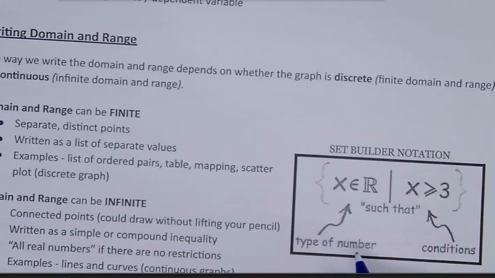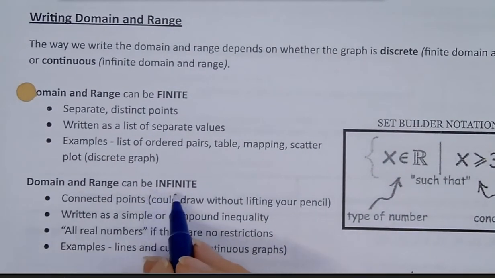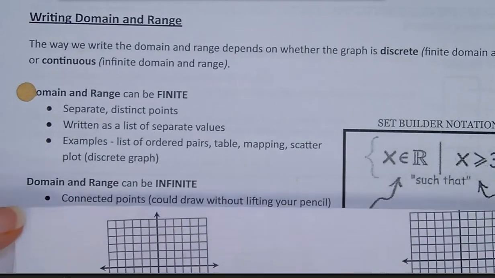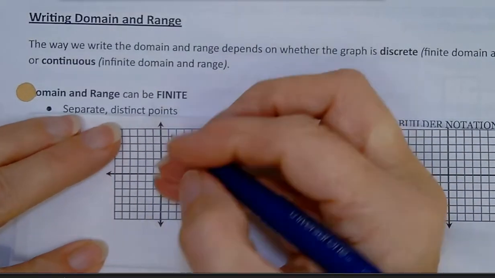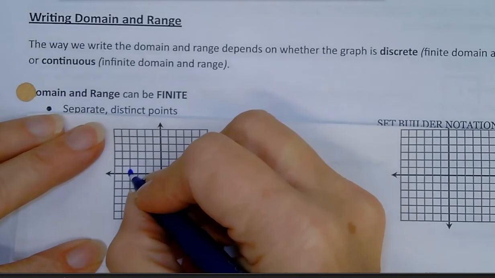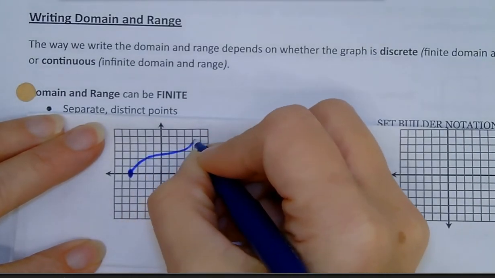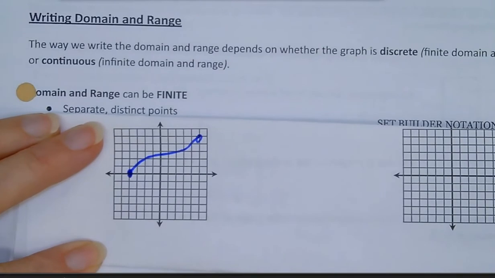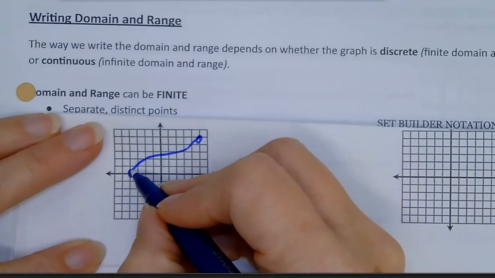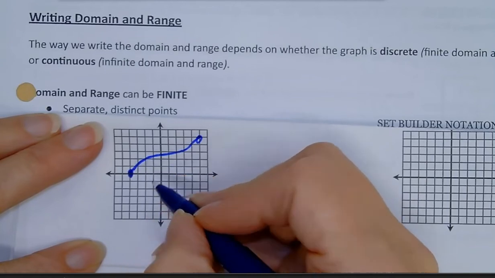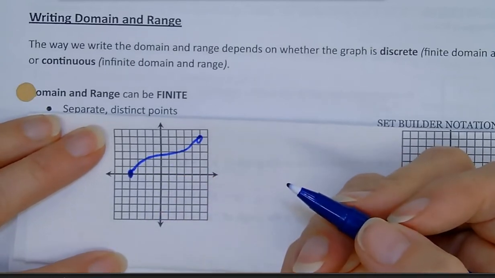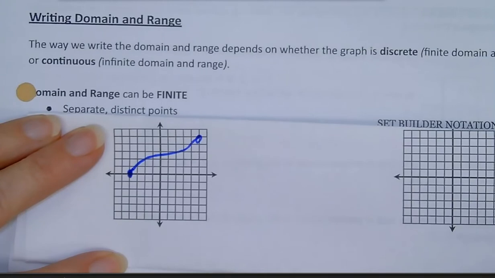So we can also have domain and range that has an infinite set of points. It is when we have a graph that we could draw without actually lifting our pencil. So here's an example. All right, back to my coordinate grid here. So if I have something that starts here, and it moves on, and then it ends over here. Okay, this line has an infinite number of itty bitty little points, right? So I could write an infinite number of ordered pairs to describe every single point on here.